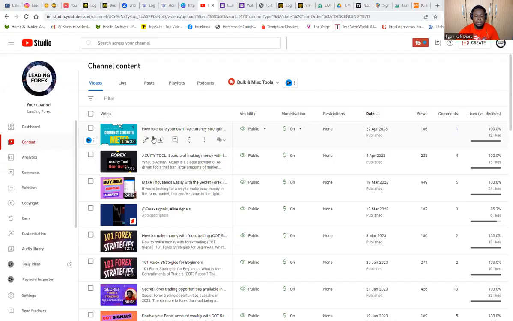It's here. Okay, this is the video here. Currency strength meter. You can see that is the thumbnail or the picture that I've added to the video. So how to create your own live currency strength meter. That is the video. Go and watch it again and again and make sure you are able to do it the way I have explained it. If you have questions, you can contact me on Telegram or on WhatsApp, and then let's discuss. If you have any question bothering you with regards to this very particular video, please get in touch.